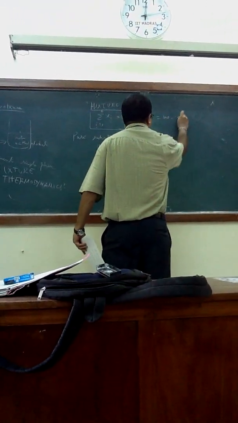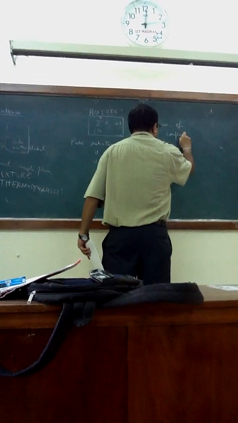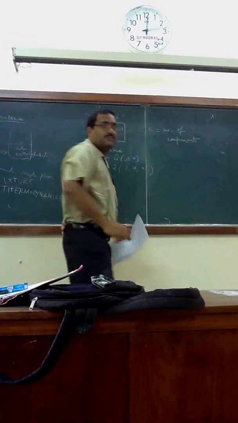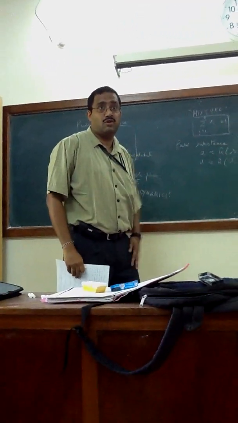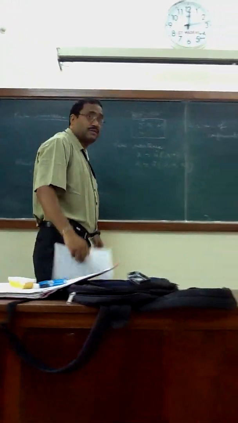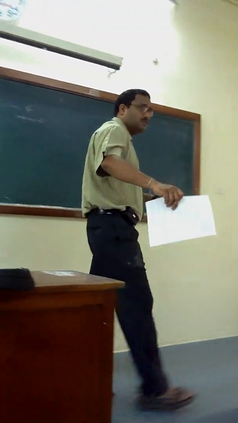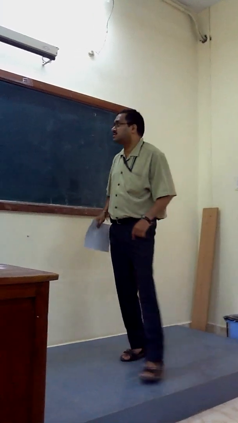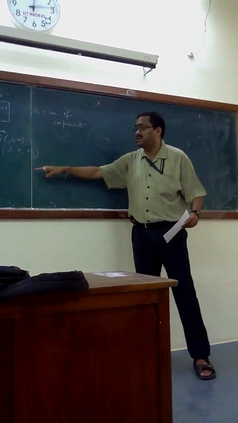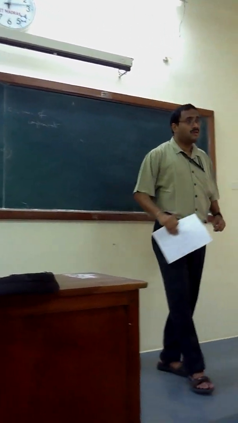C is the number of components. I have to go to real kindergarten level. You are doing PhD, mind it. You are not doing BTech or something. Sometimes you are in a PG level course. The number of components, say 10 components, is still 3 plus... so for C components, it will be C plus 2.